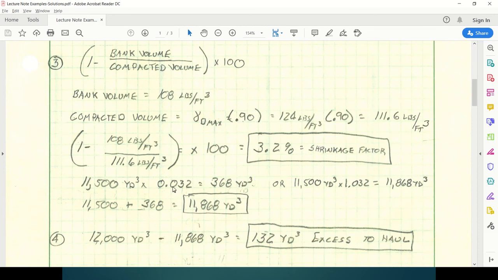So 11,000 cubic yards times 0.032, basically 3.2%, is 368 cubic yards. So if I add that to that, I need 11,868 cubic yards. Or if I just put that 1 in front of there, with 11,000, I get the same answer. So see the difference? This calculation is doing it in one step. All right, so that's my shrinkage factor. So we need to haul in 11,868 cubic yards.